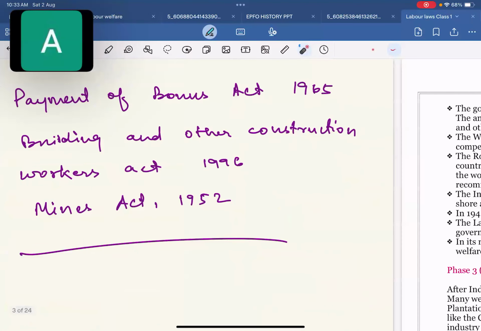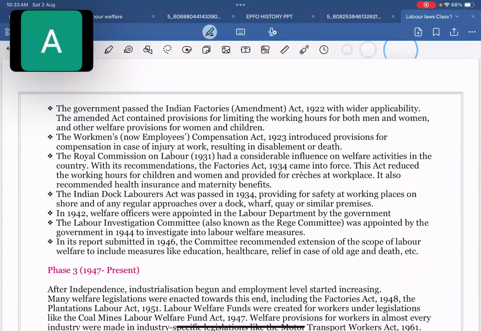So the government passed the Indian Factory Act 1922 with wider applicability, and the Amendment Act contained provision for limiting the workers' hours for both men and women, and other welfare provisions for women and children also.